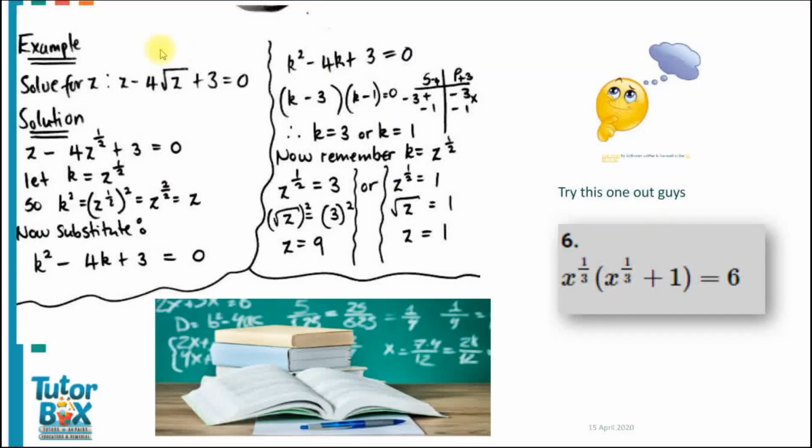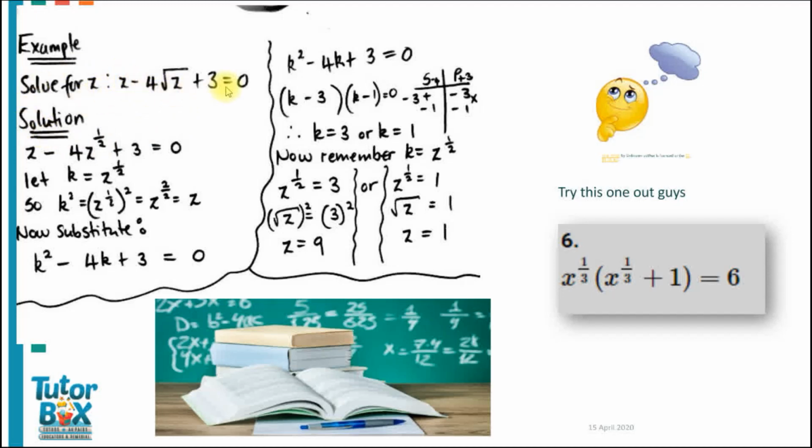All right, and then let's look at the second example. We have solve for z, and we're given the equation z minus 4 square root of z plus 3 is equal to 0. I'm already skipping it to this part. So the solution, right?